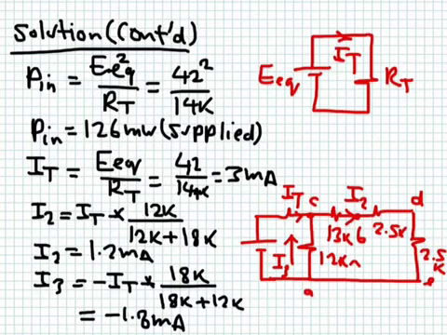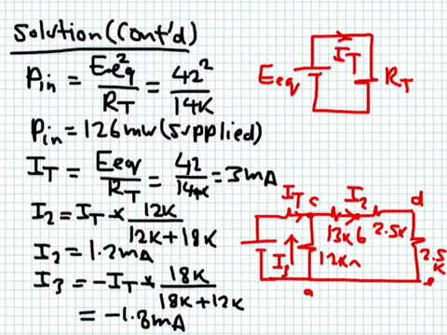Okay, so IT is simply the current supplied by the source, the equivalent voltage divided by RT. So 42 over 14K will give you 3 milliampere. Okay, and I redrew the circuit here just to make it simpler for you to see what's happening. This current is equal to 3 milliampere. It will split into two currents.